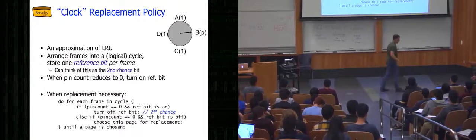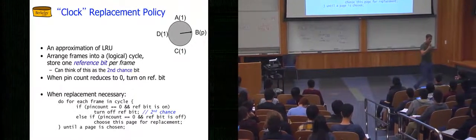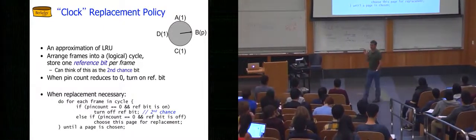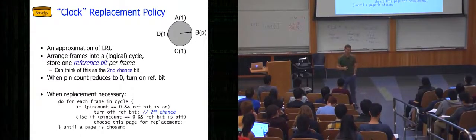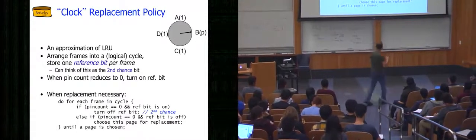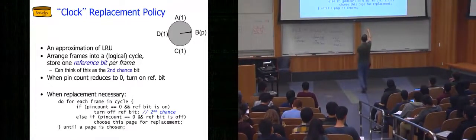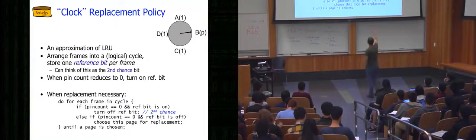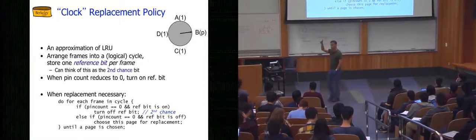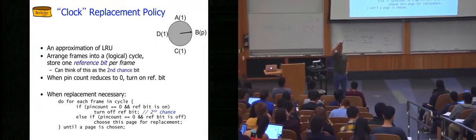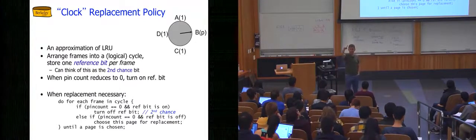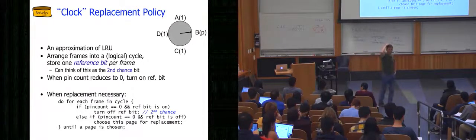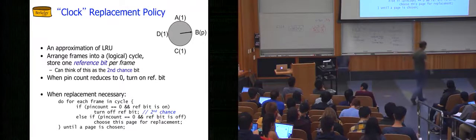If the pin count is 0, then we can replace it. And if the reference bit is on, that means that you should get a second chance. Then we'll just turn off the reference bit. All right, we're not going to replace you, but we turned off your reference bit. So you're now at risk, okay? If the pin count is 0 and the reference bit is already off, we already flipped you off once, then you get replaced. Okay, so if the clock hand comes around past you twice, once to turn off your reference bit, and again without you being referenced again, then we will choose you for replacement. Okay? And we do this until a page is chosen.